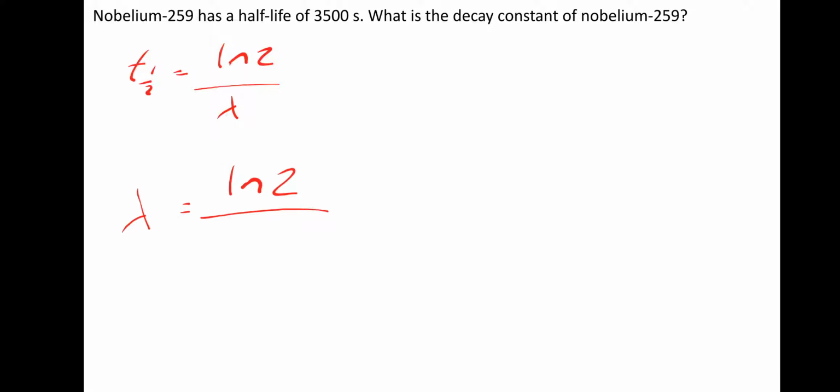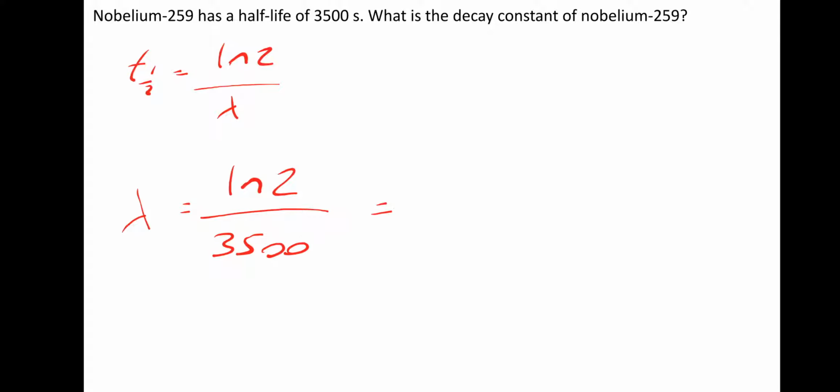So we need to have a go at this question, and then I'll take you through it. Nobelium-259 has a half-life of 3,500 seconds. What is the decay constant of nobelium-259? So the equation we just got is the half-life is equal to log 2 divided by the decay constant. So decay constant is log 2 divided by the half-life, and the half-life is 3,500 seconds.